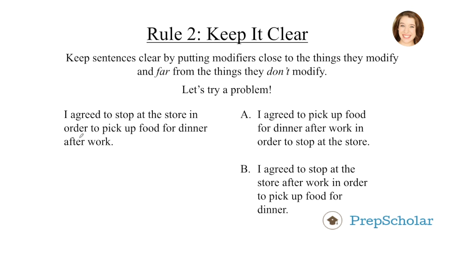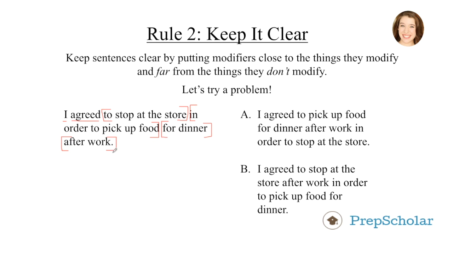In our original sentence, we have a subject, I, a verb, agreed, and now we've got some different phrases. I agreed to stop at the store in order to pick up food for dinner after work. We could probably just make all of this, in order to pick up food for dinner, one phrase, but I've divided it up because why not? At least it'll help us move these pieces around in a little bit more clear ways. So let's think about what's going on here. I agreed to stop at the store in order to pick up food for dinner after work.